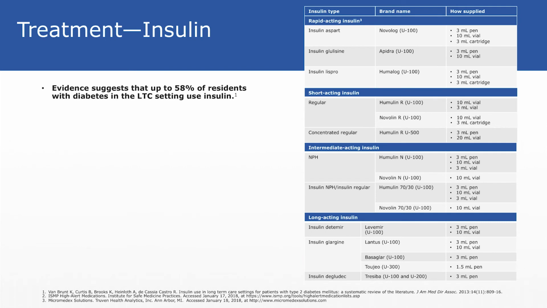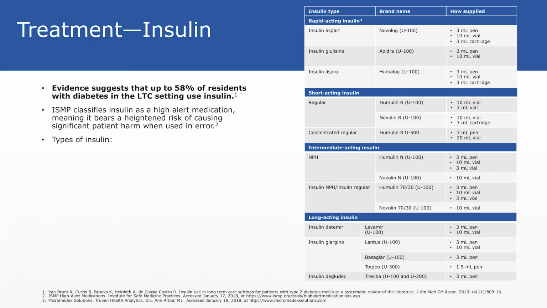Nearly 60% of residents living in the long-term care setting use insulin to manage their diabetes. Most patients in an acute care setting are also on insulin. Insulin is recognized as a high-alert medication by the Institute for Safe Medication Practices, or ISMP, since it can cause significant patient harm when used in error.